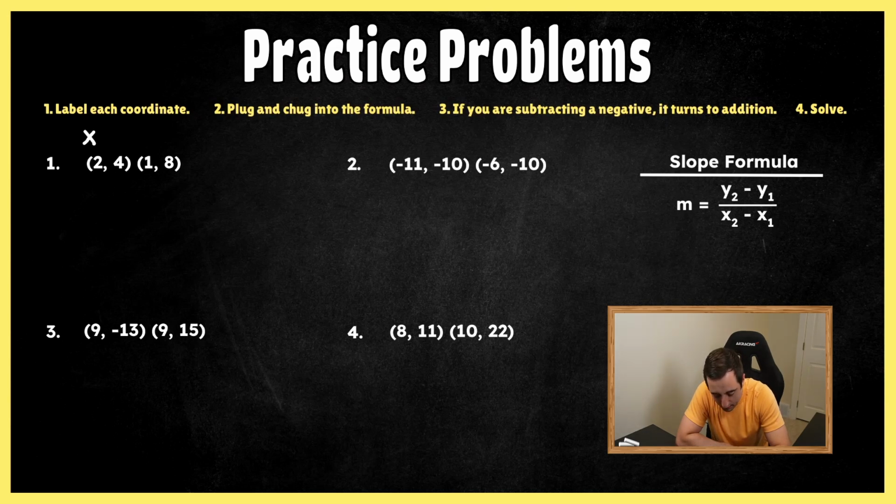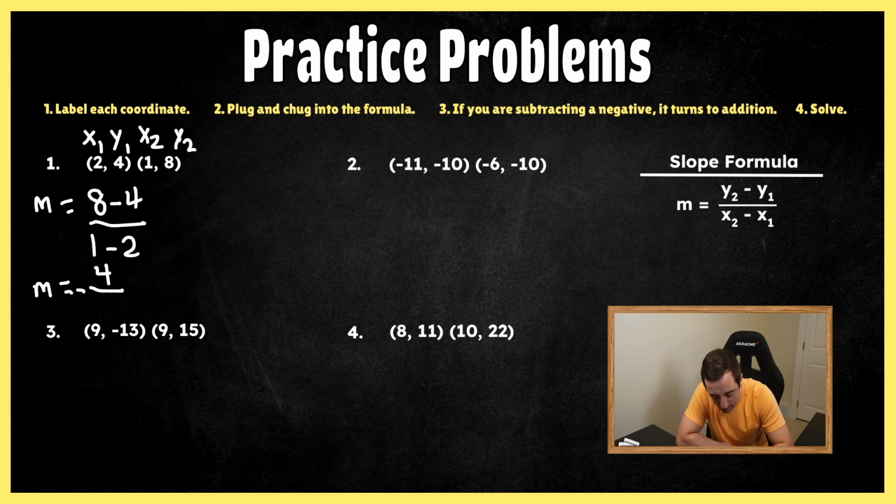So we label right off the bat x1, y1, x2, y2. We plug it into our slope formula, so y2 minus y1 is going to be 8 minus 4 in our numerator. Our denominator is going to be 1 minus 2. I don't see subtracting a negative, so we don't have to worry about turning anything to addition. We get m equals 8 minus 4 is 4. 1 minus 2 is -1, so I know my whole fraction is going to be negative now. And then 4 divided by 1 is 4, so we get m equals -4 for our slope for number 1. So if you got that, very, very nice job. Let's go ahead and tackle number 2 now.